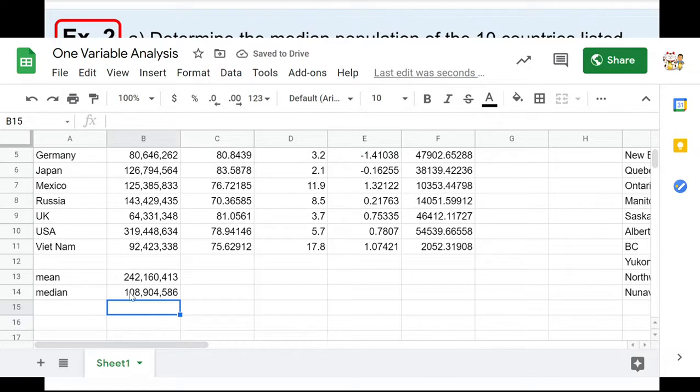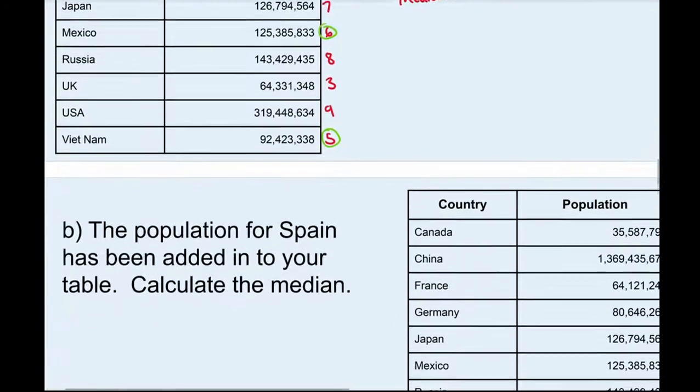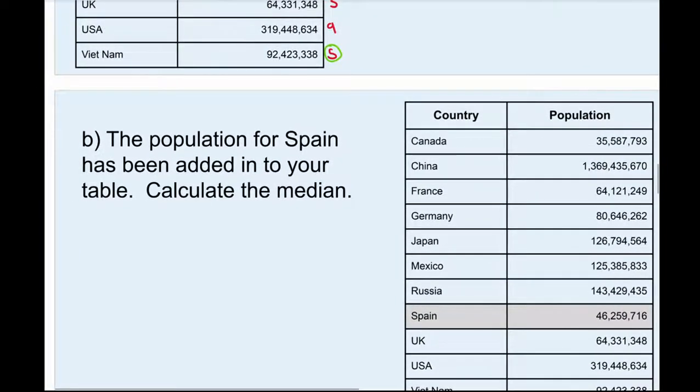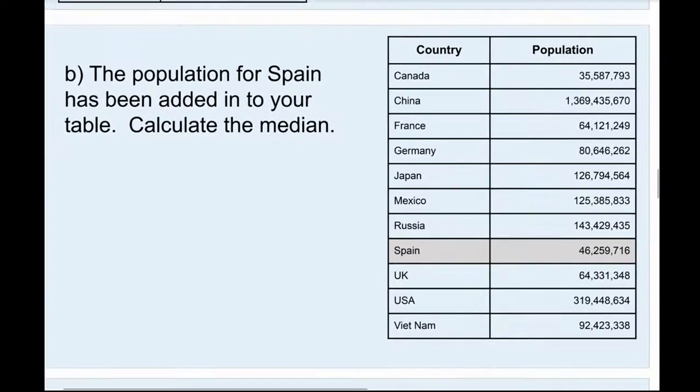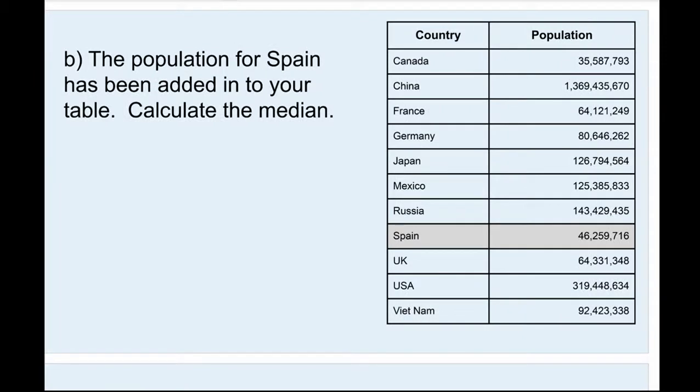And again, we can see we get the exact same value that we calculated by hand. Again, they've rounded it. So that is our median or middle value of our population. What we're going to do now is go through another example, but we're going to throw in the population for Spain into our table. So that's going to change it up a bit, and then we're going to calculate the median from there.